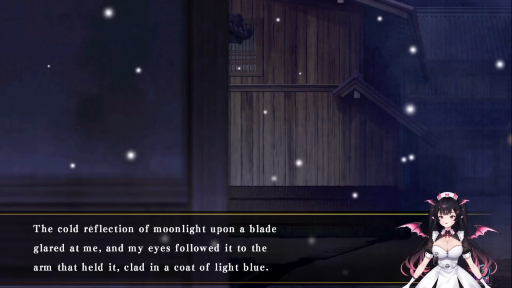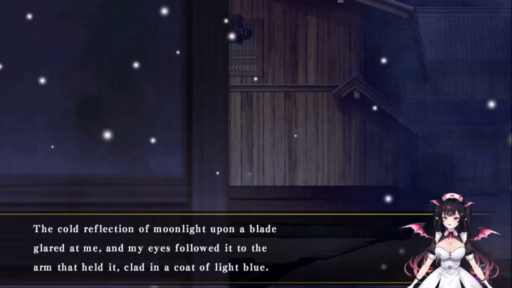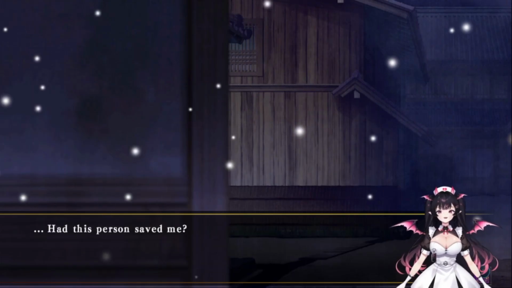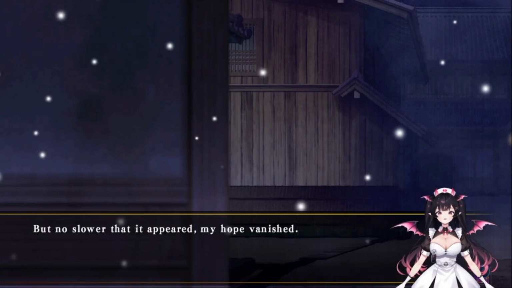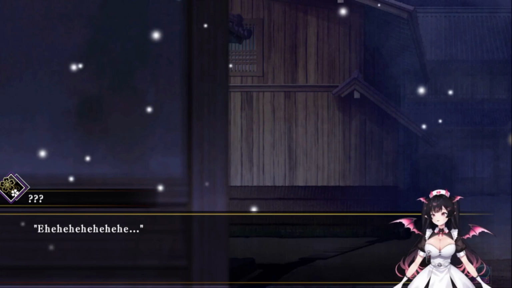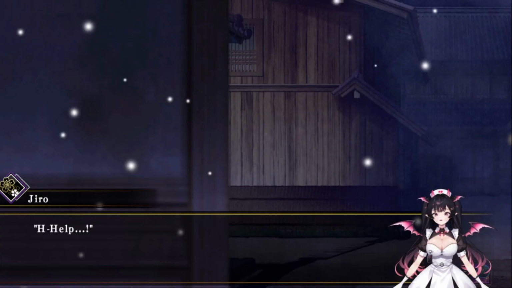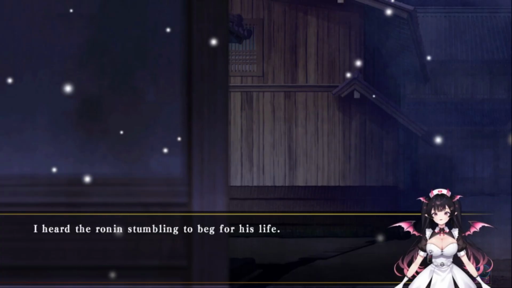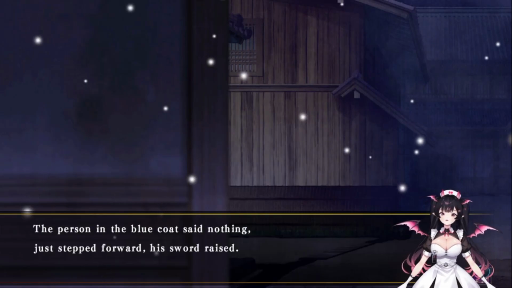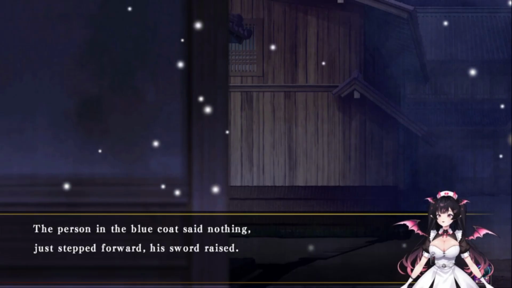The cold reflection of moonlight upon a blade glared at me, and my eyes followed it to the arm that held it, clad in a coat of light blue. Had this person saved me? But no slower than it appeared, my hope vanished. I heard the Ronin stumbling to beg for his life. The person in the blue coat said nothing, just stepped forward, his sword raised.